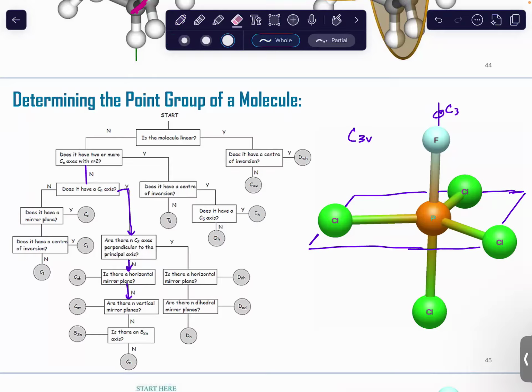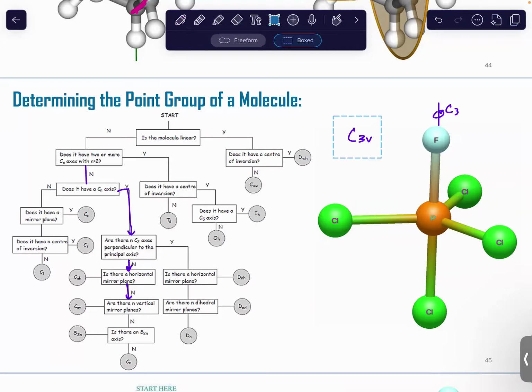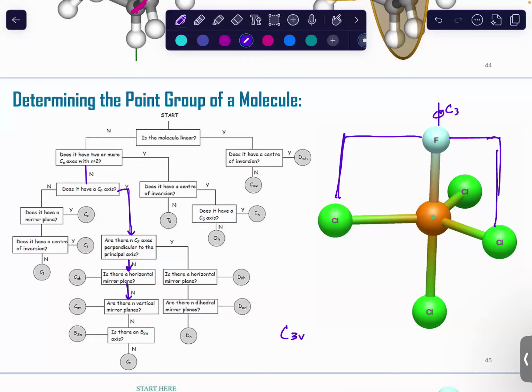Are there vertical mirror planes? Well, let's just do the easy one here. Yeah, there's definitely sigma V. So it has to be a C3V point group.